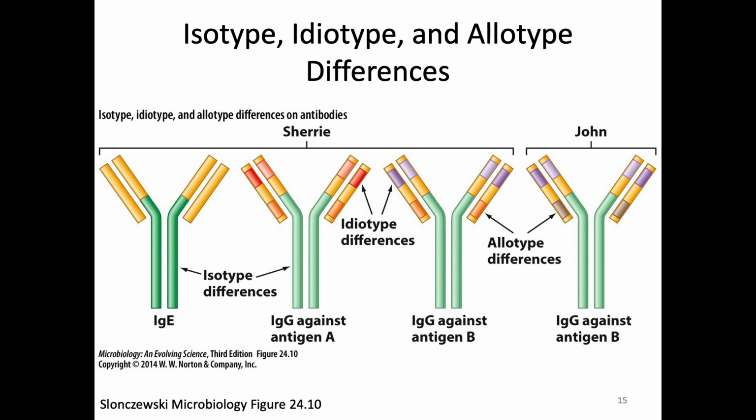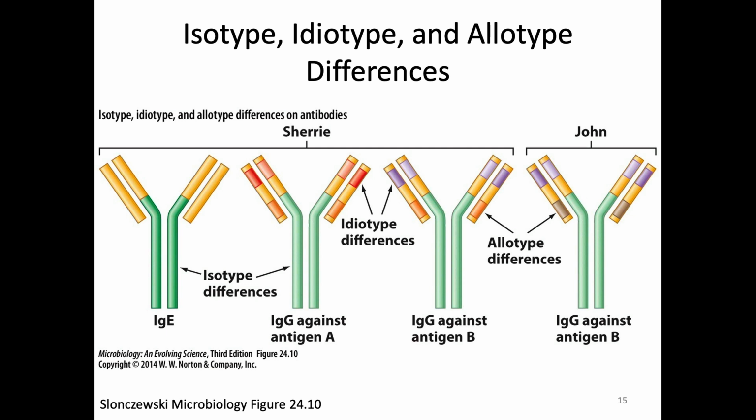We can refer to other kinds of differences besides differences in isotypes. So some of those types of differences are shown here. First of all, you can see another example of an isotype difference. Here we have an antibody that is an IgE antibody and an antibody that is an IgA antibody. And they're both from Sherry. I don't know who Sherry is.